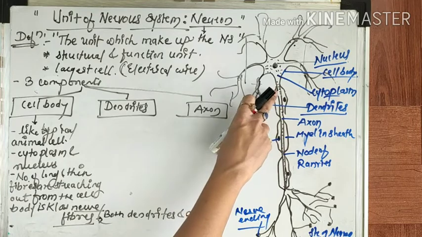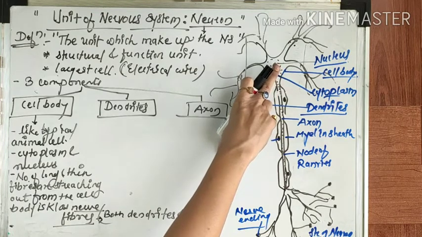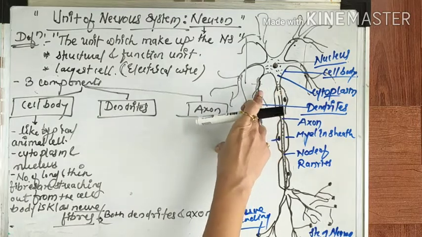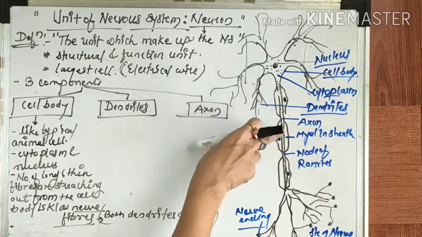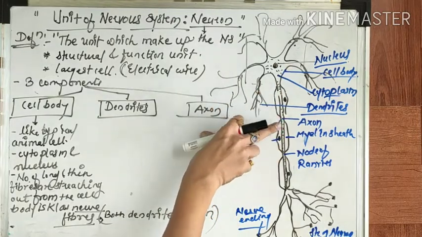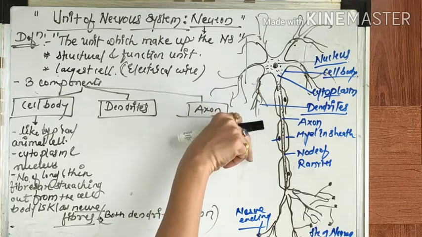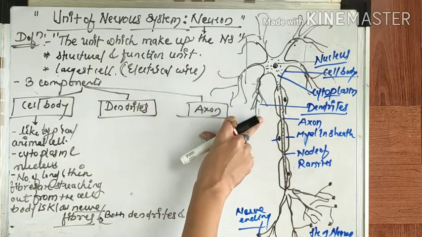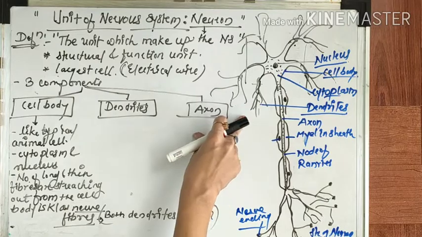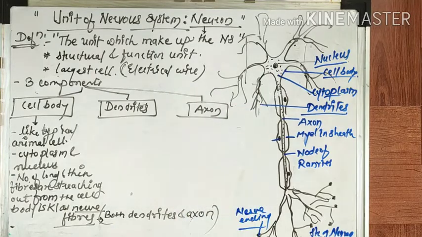Okay, the cell body is a typical animal cell. It contains cytoplasm and nucleus, and you can see a number of long thin thread-like fibers stretching out of the cell body, that are called nerve fibers. And both dendrites and axons are the nerve fibers that arise from the cell body. So next we will see dendrites.